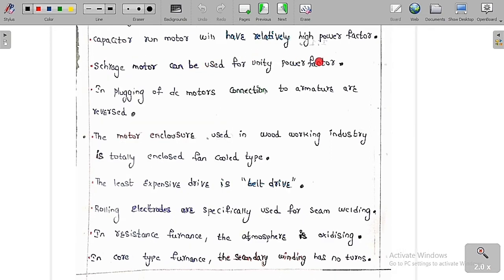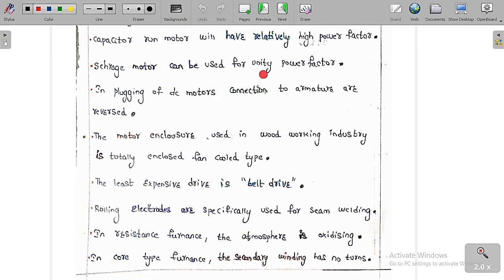Capacitor run motor will have a relatively high power factor. I have already told you about the capacitor run motor. Whenever a capacitor is used, definitely it will improve the power factor. With the help of the capacitor run motor, the overall phase angle between the supply voltage and supply current will be very small. As the phase angle is less, the power factor is more. So the capacitor run motor has a relatively high power factor, because it decreases the phase angle between the supply voltage and the supply current because of the capacitor.